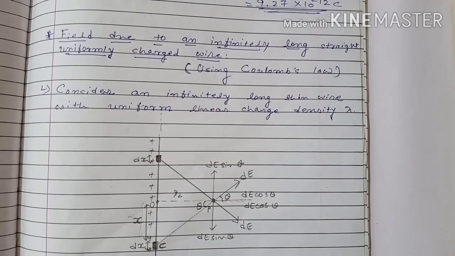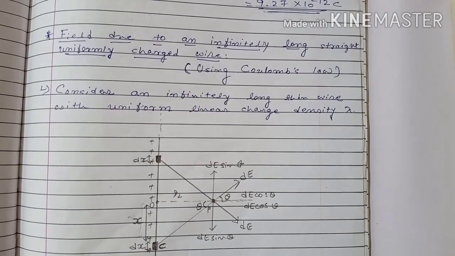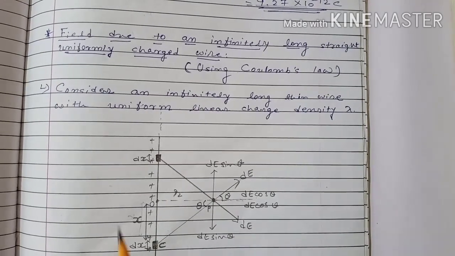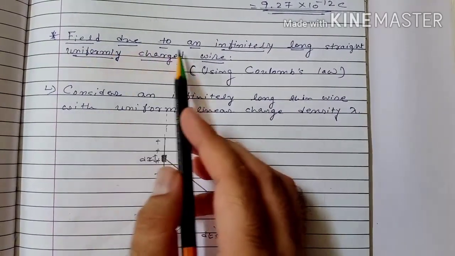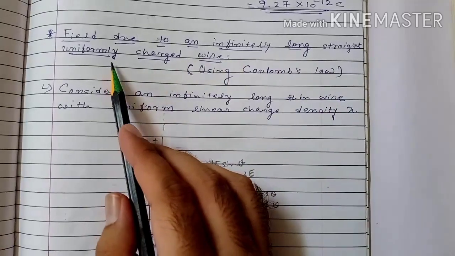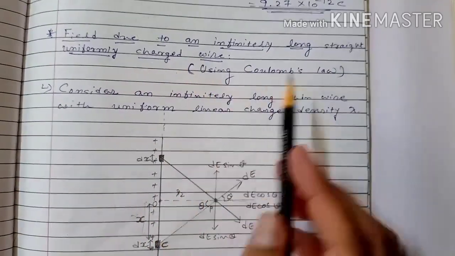Hello my dear students. Today we will continue with the topic electrostatics. Here first we have to find a field due to an infinitely long straight uniformly charged wire using Coulomb's law.